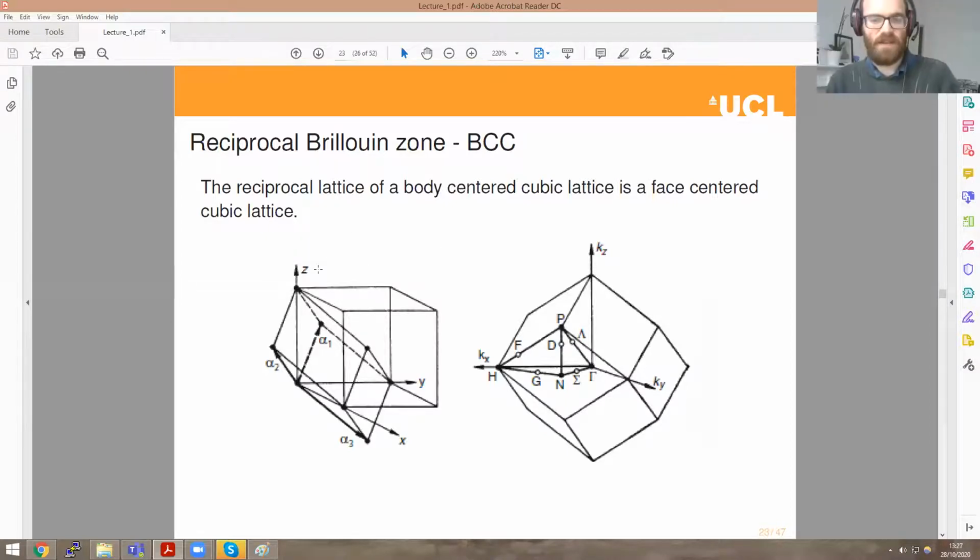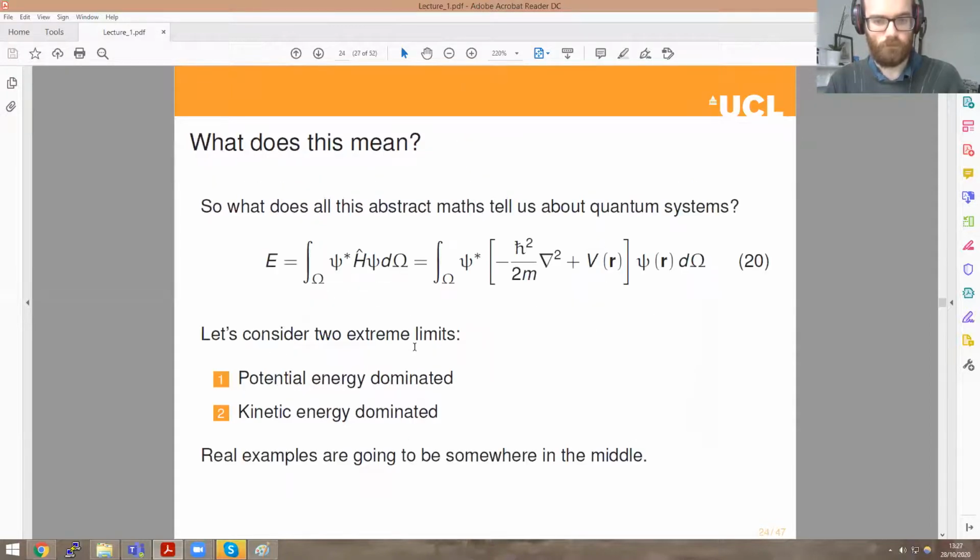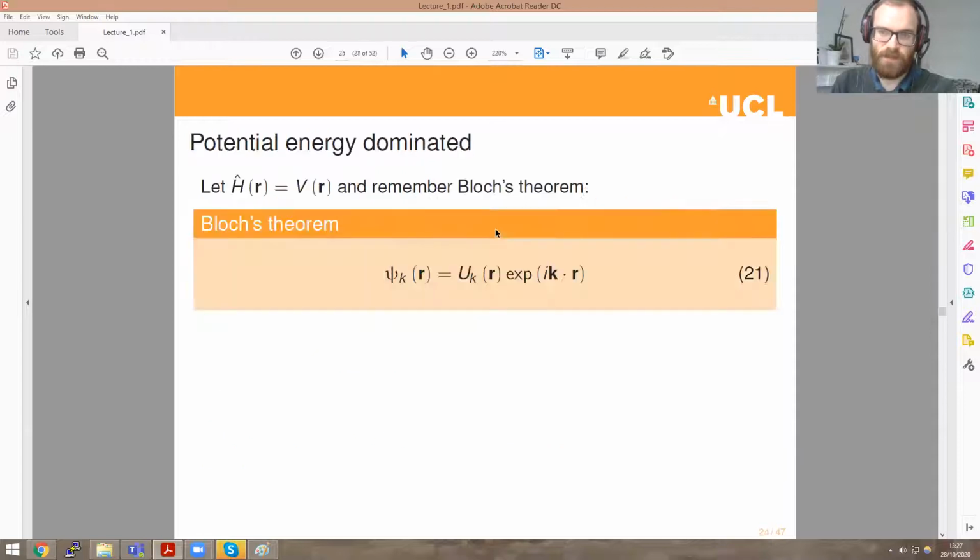And we see a similar thing for the BCC structure, but it's the other way around. But yeah, I always found the most helpful way to think about the differences in terms of what this k-based sampling represents is to look at the two extreme examples that we can access mathematically, which in this case is where either potential energy dominates or where kinetic energy dominates. And we've always got to bear in mind that real systems are always going to be in the middle of these two extreme limits.